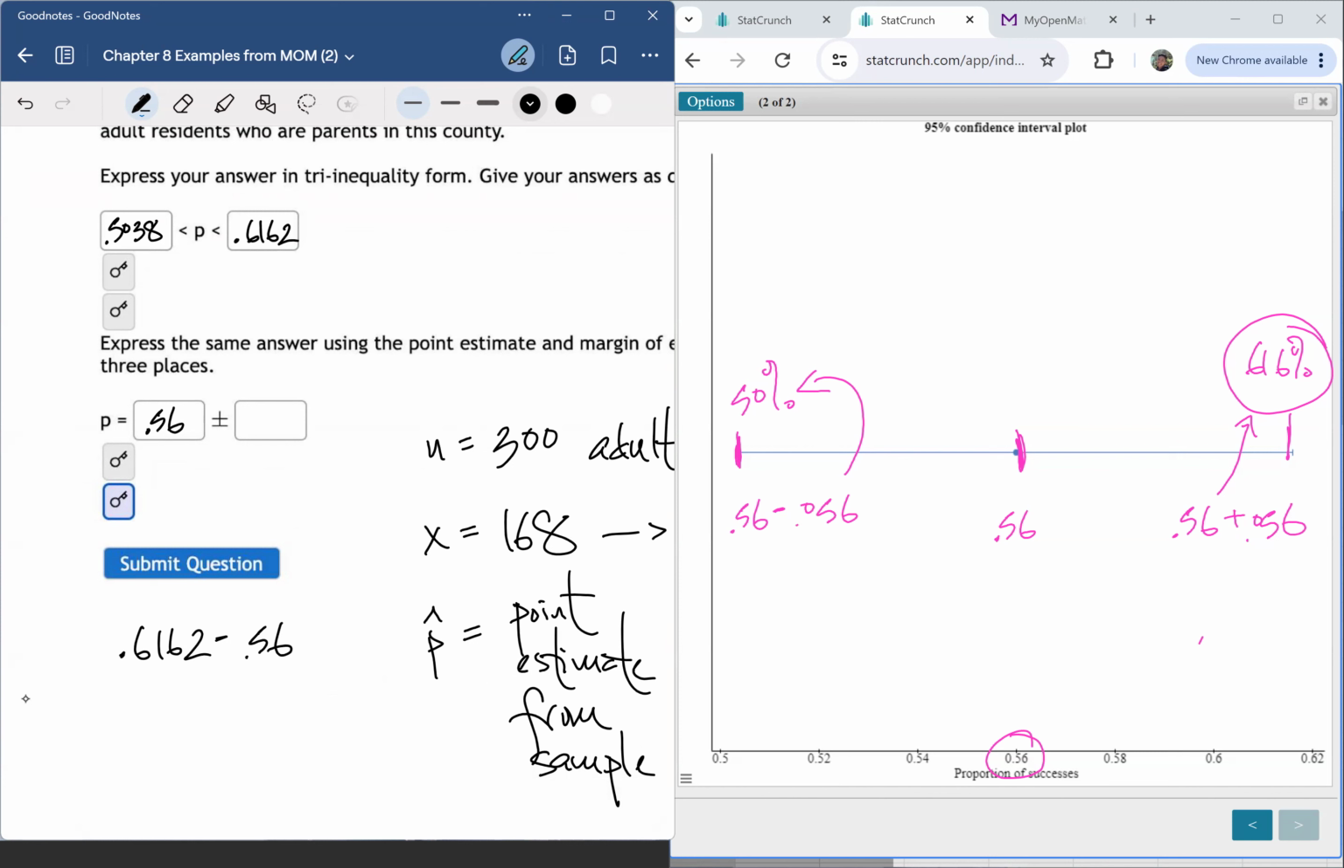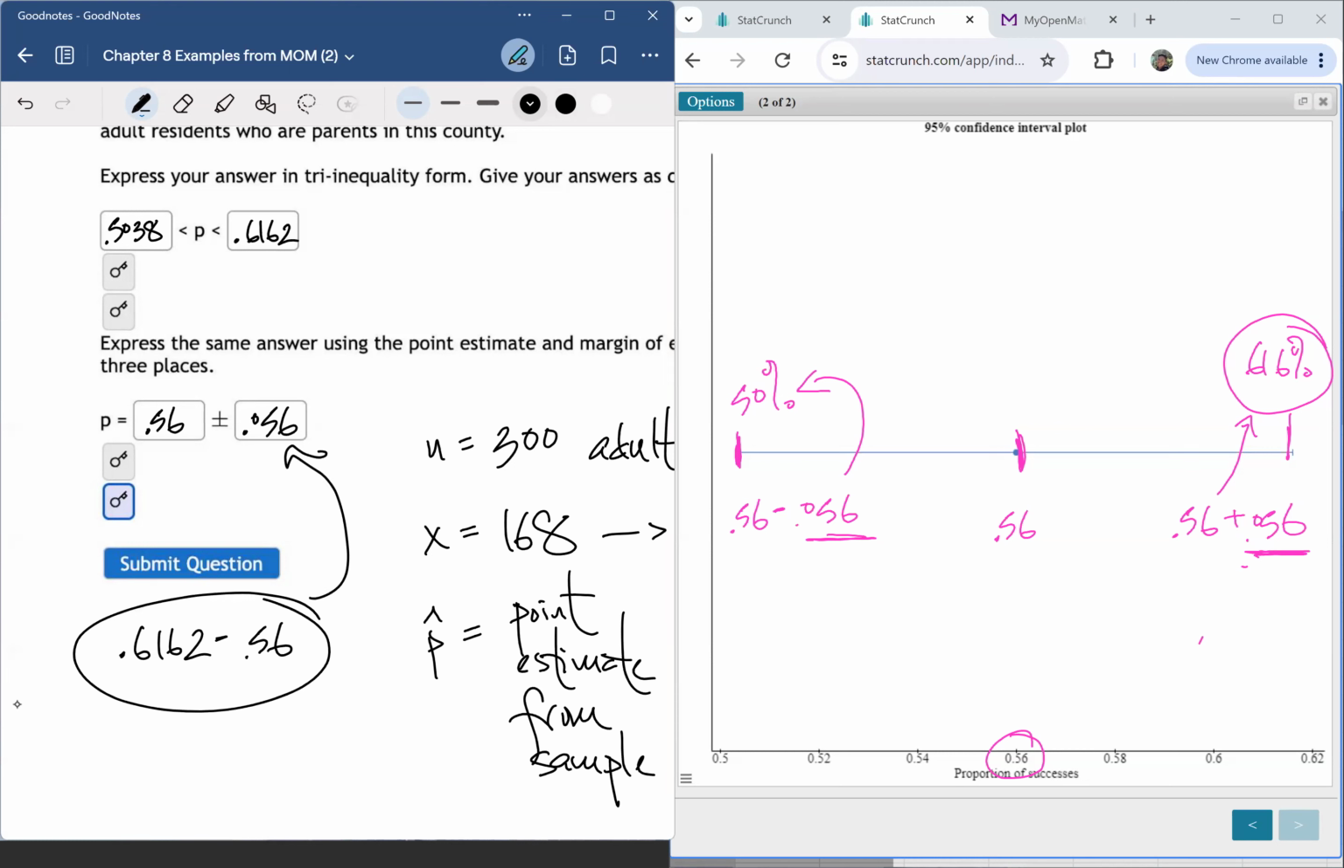And when I subtracted that, let me make sure I've got the right numbers here. When I subtracted that, 0.6162 minus 0.56, I get 0.056. Okay, so that's how I know what this number was over here. Okay, so I didn't just get it from nowhere. I got this number because when I subtracted over here, that's the number it gave me.